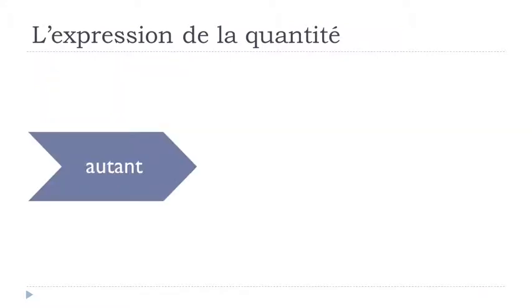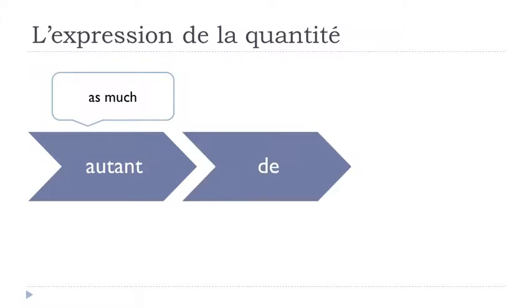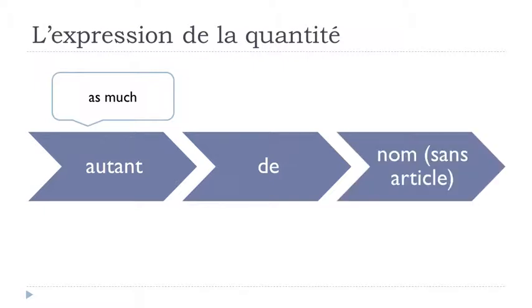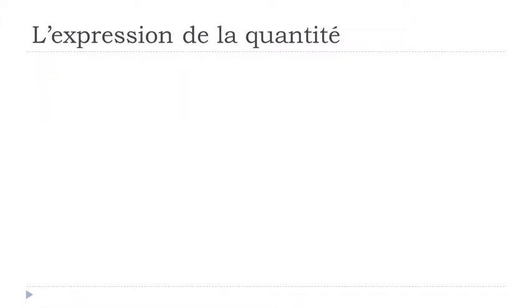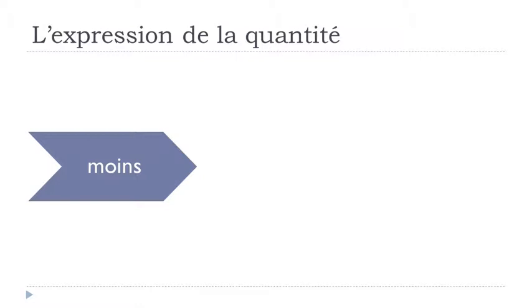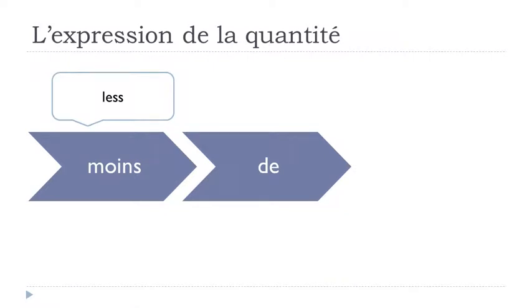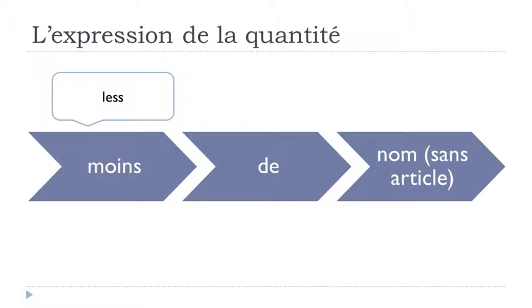Then if you want to use autant, it means as much. Same construction, you will have to put this de and the noun without the article. Alright? So, as much, we use this autant de and the noun without the article. Alright? If you want to use moins, moins means less. Same thing here, you will have to use de after and the noun without the article. Alright? So remember, less, in French it's moins, de, and the noun without the article.